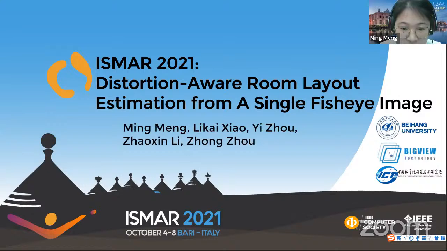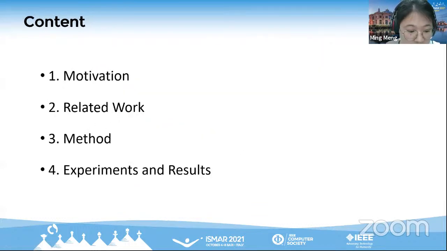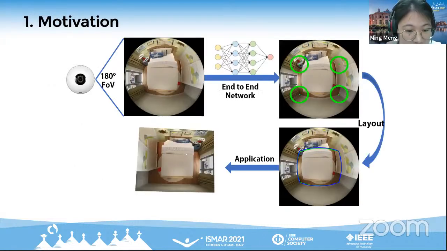Oh, okay. Hello, everyone. I am Meng Ming from Beihang University. Today, I will introduce our work, distortion-aware room layout estimation from a single fisheye image. I will introduce this work in 4 parts. First, I will give a brief motivation. Then I will introduce the related work. Next, an overview of our method. And finally, I will show some experiments and results. Now let's start.